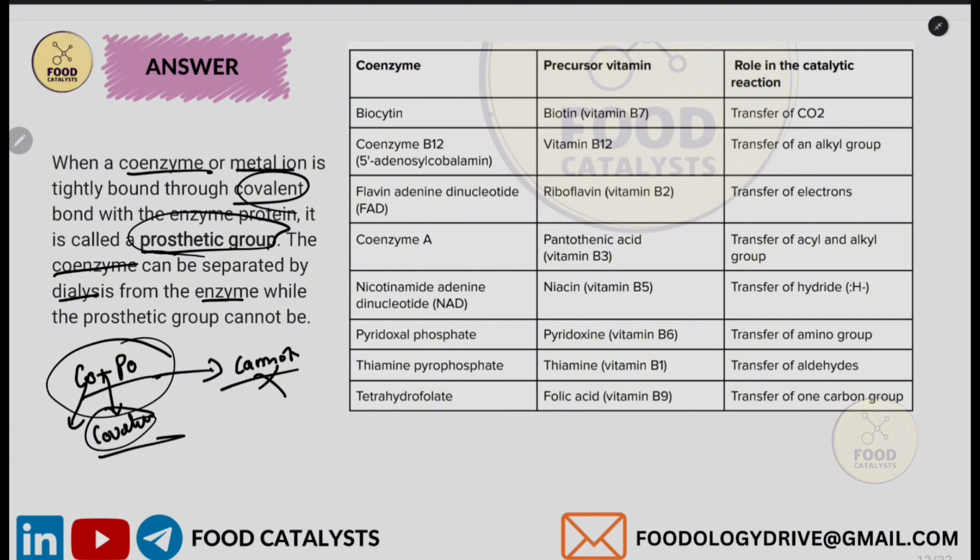One of the important ones is biotin, biocytin, and it's important for catalytic activity. If there is a reaction which requires transfer of CO2, then we need this biocytin coenzyme. And this is also important, thiamine pyrophosphate, which we say TPP. Okay, coenzyme A also comes from vitamin B5, which is pantothenic acid. So just go and study all this table.